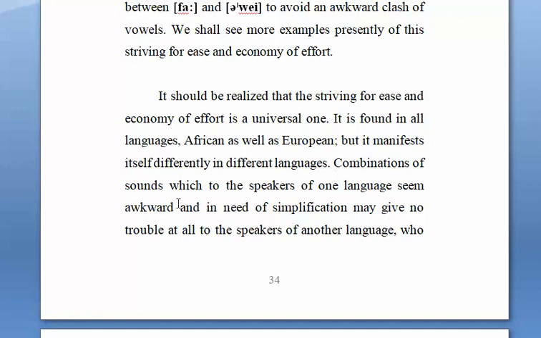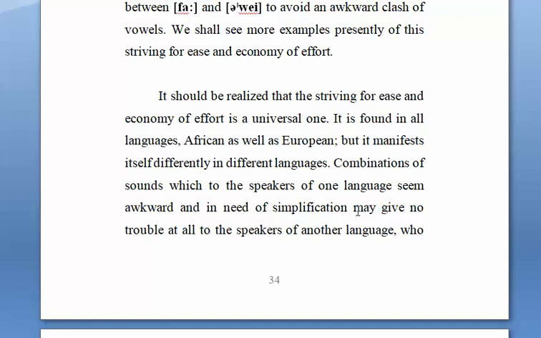Combinations of sounds which to the speakers of one language seem awkward and in need of simplification. So why do we have assimilation and elision? Because of simplification of pronunciation, simplifying pronunciation.